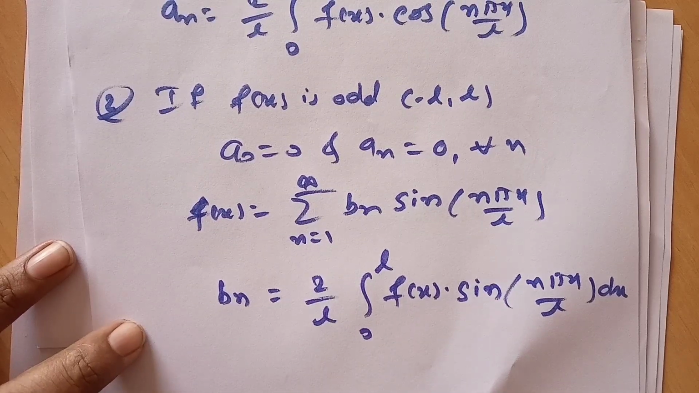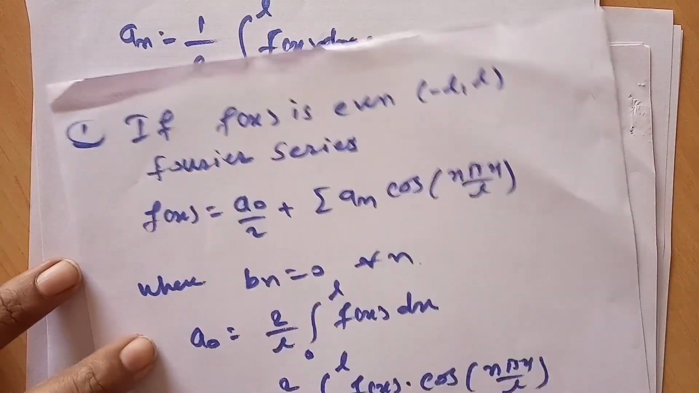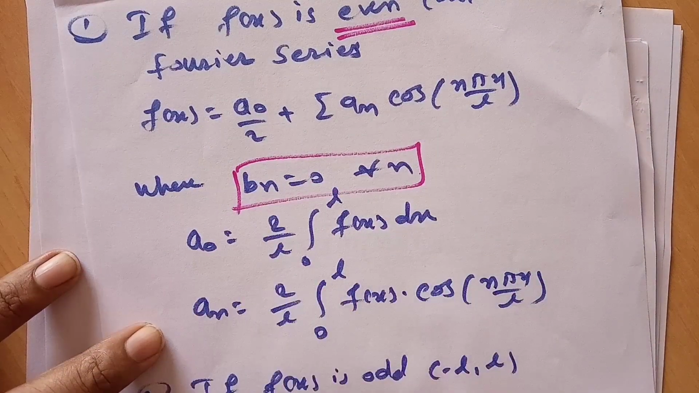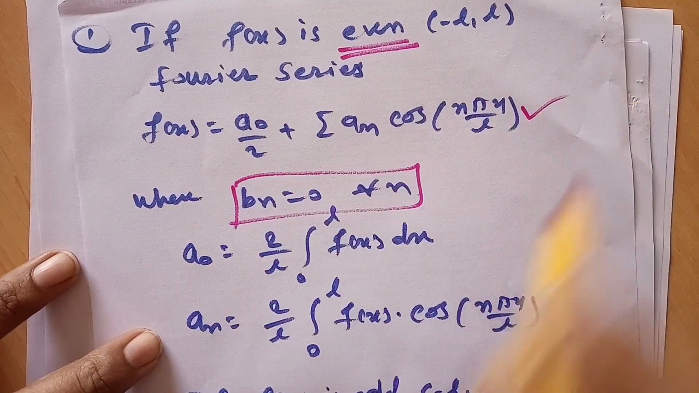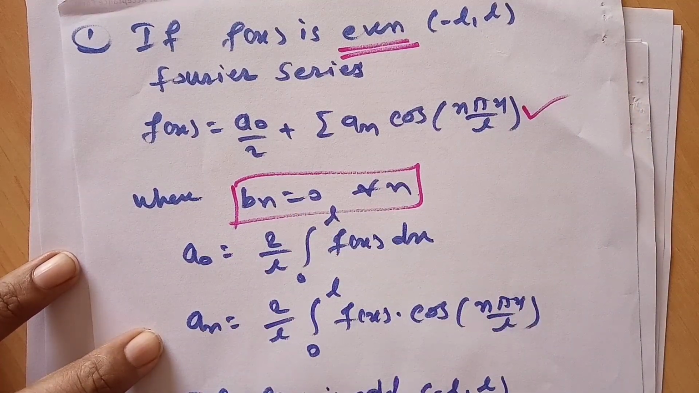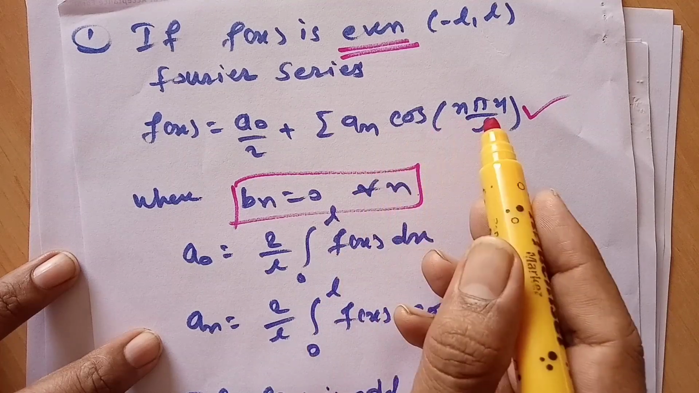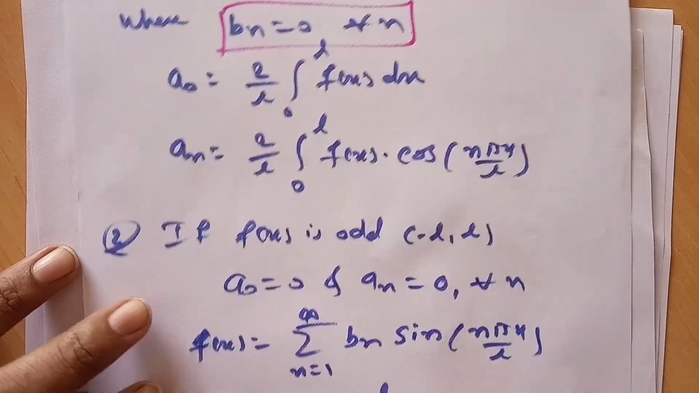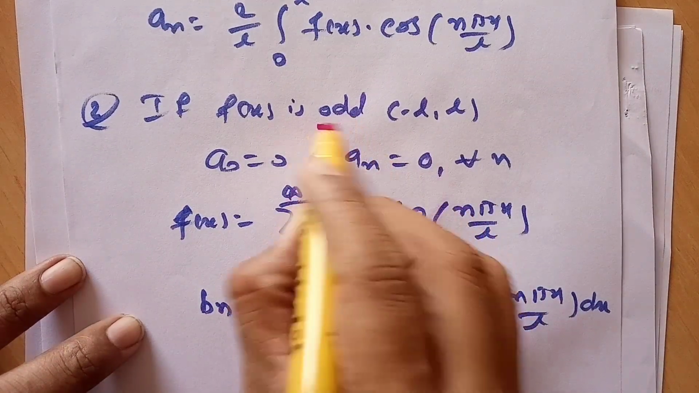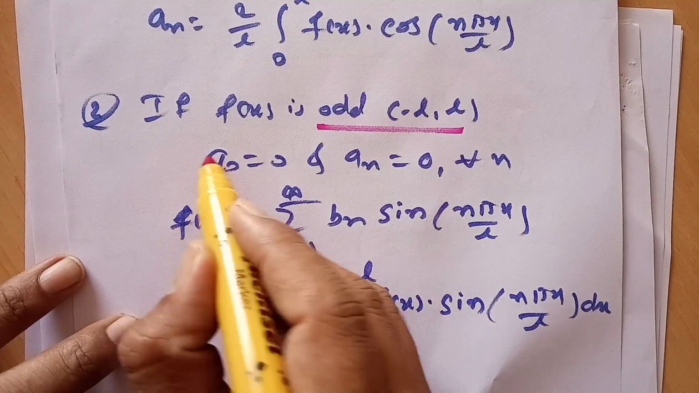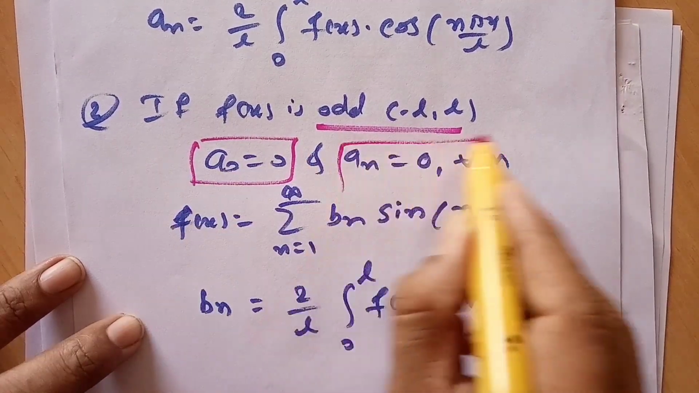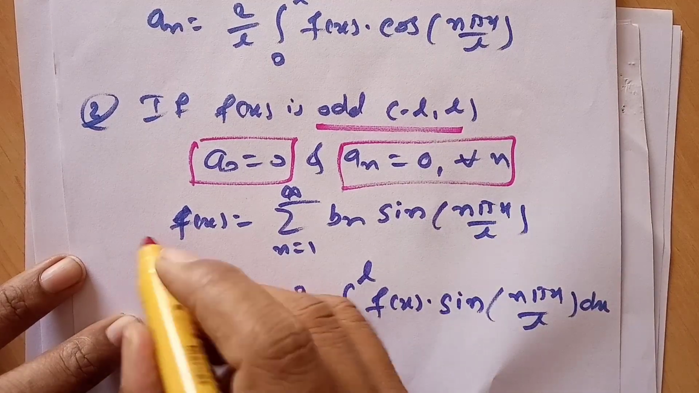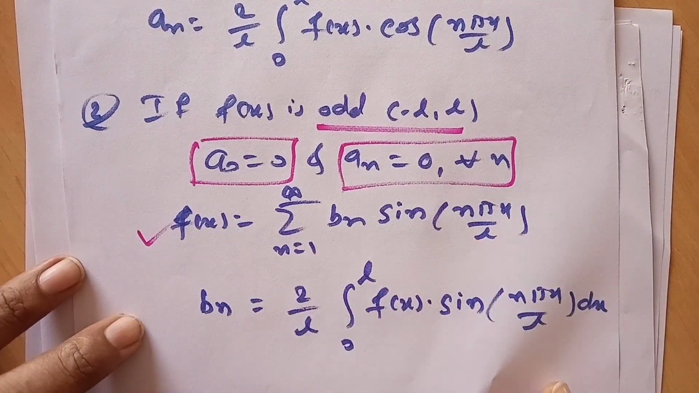Only keep in mind, if our function is even, then we can write directly bn equal to 0, and our Fourier series expansion is a0 divided by 2 plus summation an into cos of n pi x divided by L. And we can write the corresponding formulas for a0 and an. If the function is odd in this interval, then a0 is 0 and an is 0 for all n, and we can modify our function f of x in this way as a Fourier series.